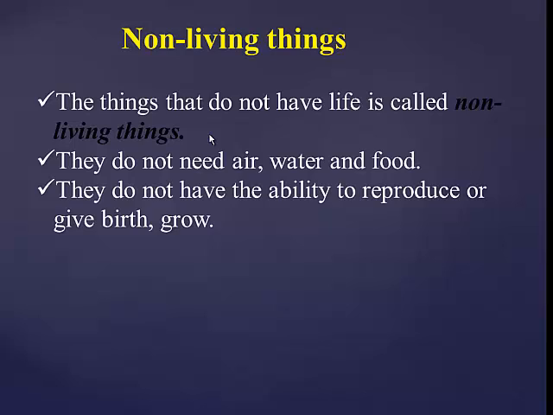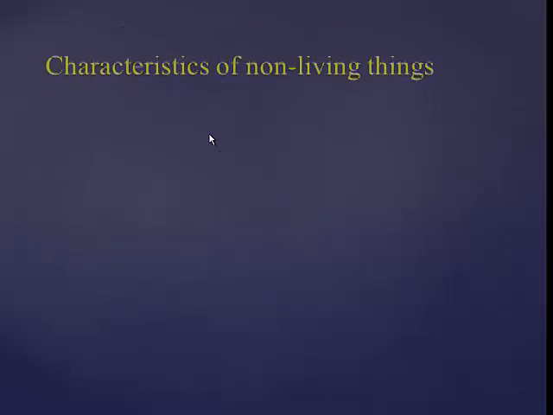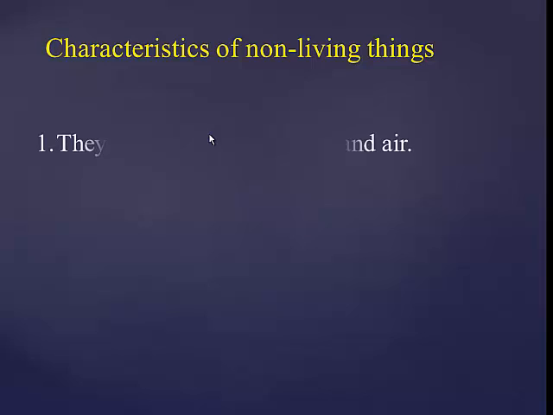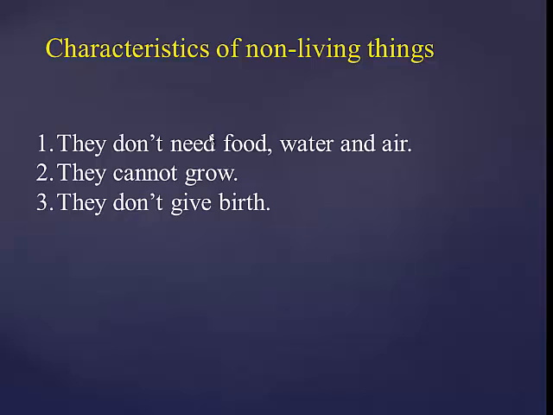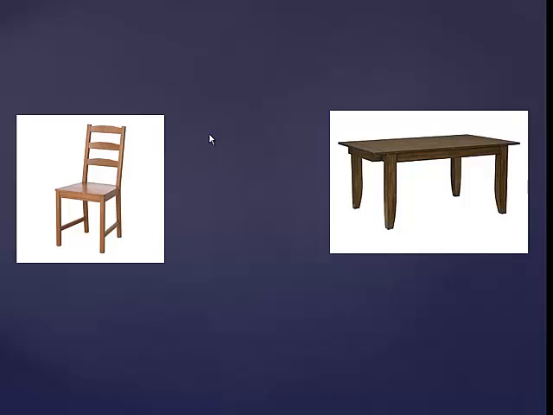Non-living things do not have life, do not need air, water and food, do not have the ability to reproduce or give birth, and cannot grow. In general, non-living things are considered man-made things, the things which are made by man. The characteristics of non-living things are that they do not need food, water and air, they cannot grow, they don't give birth, they cannot move on their own, and they are man-made things.